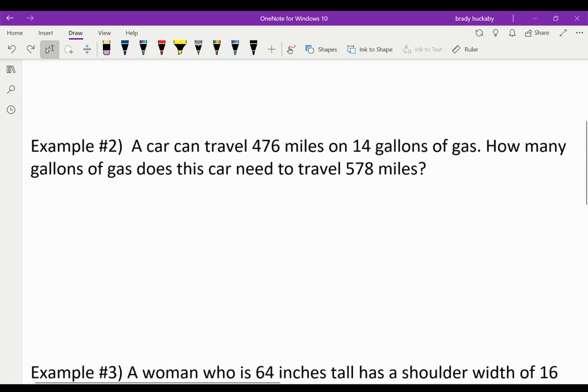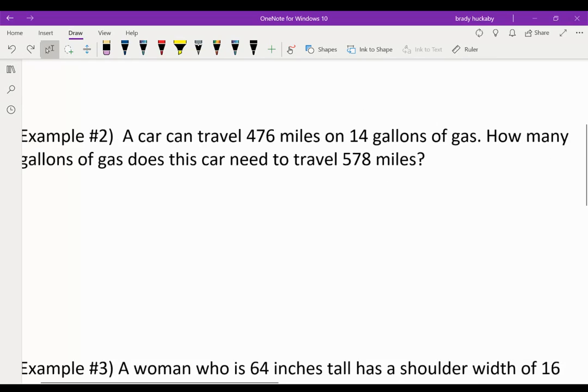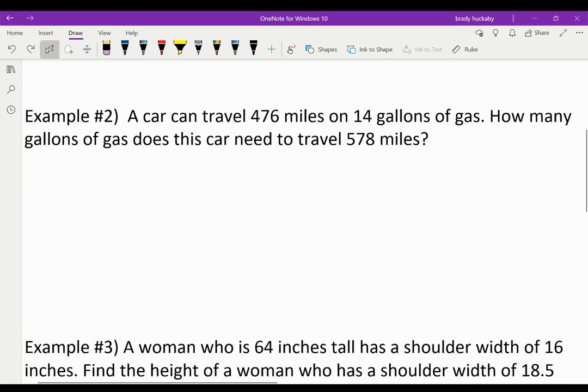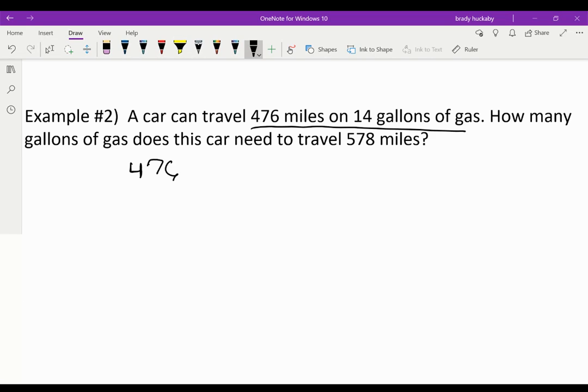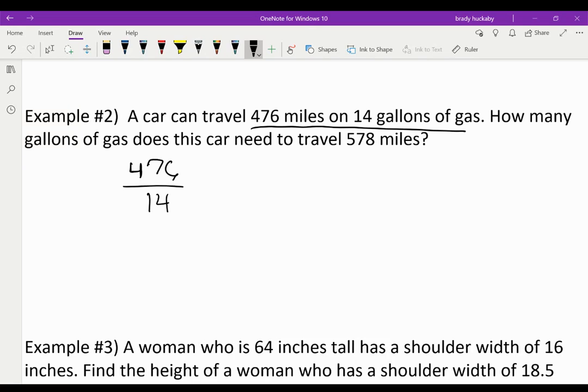Okay, example number 2. Go ahead and write that one down. A car can travel 476 miles on 14 gallons of gas. So I'm going to write down 476 over 14. This is my miles. This is my gas. You don't have to label these every time, but if that helps you to line up what's happening on the other side, then that's fine.